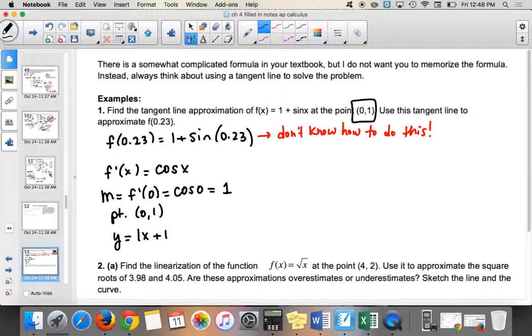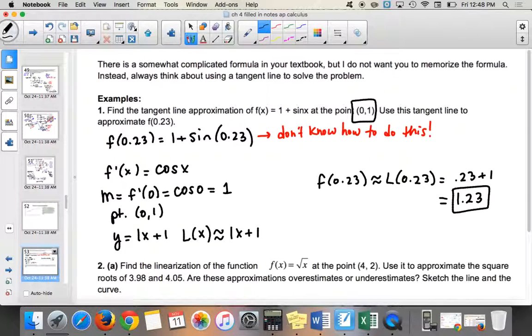This is what we call the linear approximation. In textbooks, you'll see L of x is approximately 1x plus 1. If we're trying to find f of 0.23, it's approximately the same as the linear approximation of 0.23. Can we all do that in our head? 1 times 0.23 plus 1? I hope that you do know what that is. 1.23. Now get your calculators out and let's find the actual answer.